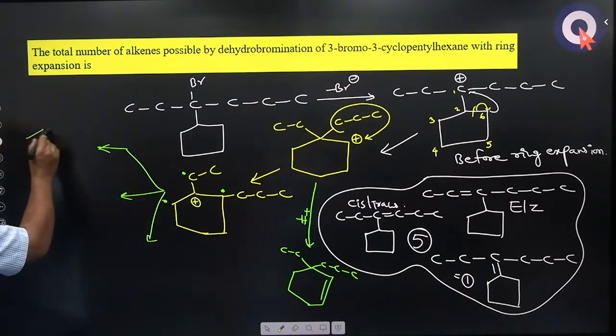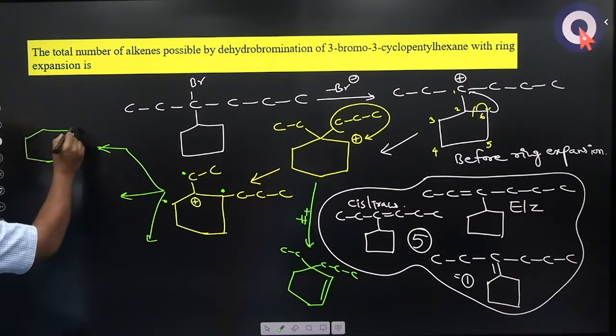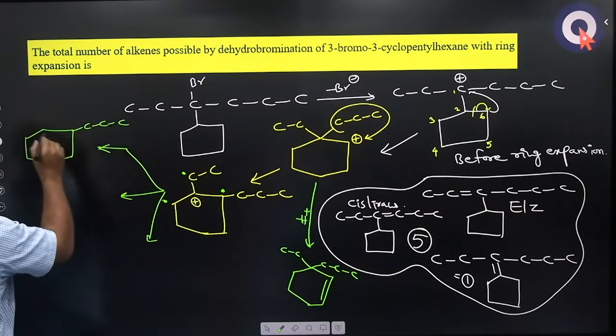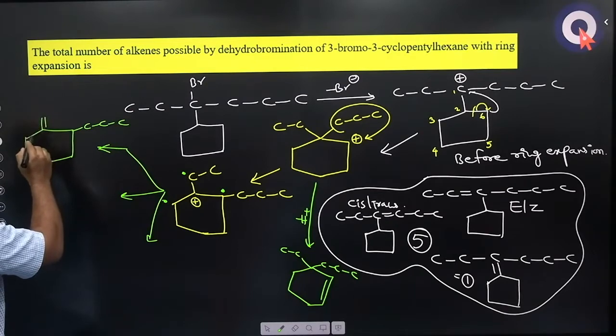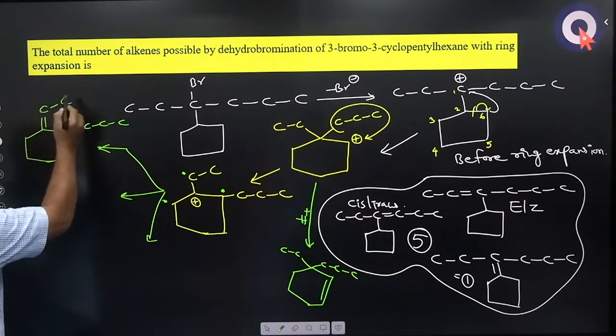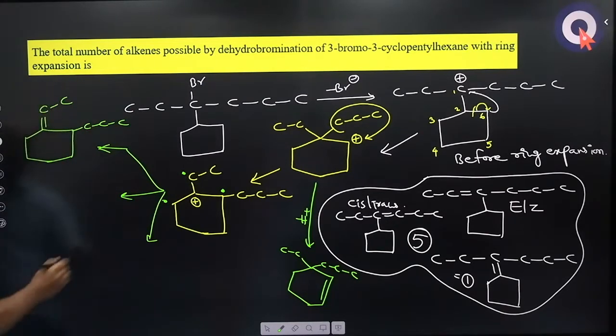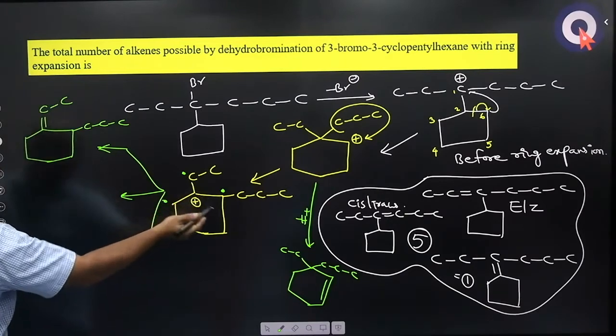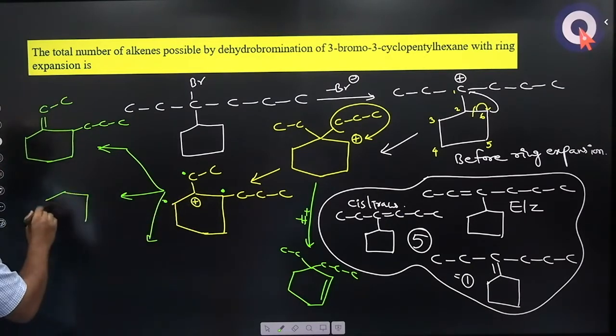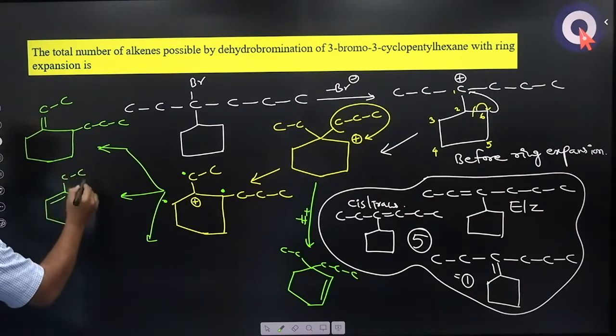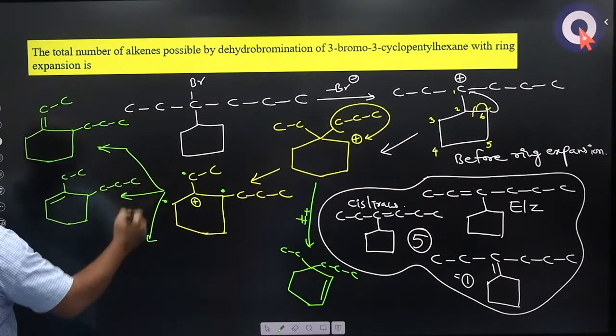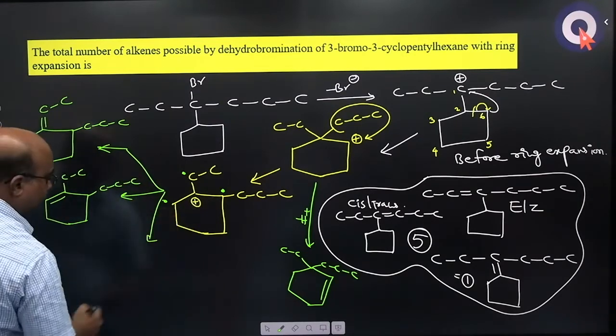What is the first one? You write C double bond. What is secondary? Here or here I will write. So let us write here, left side. Now write here, double bond here.